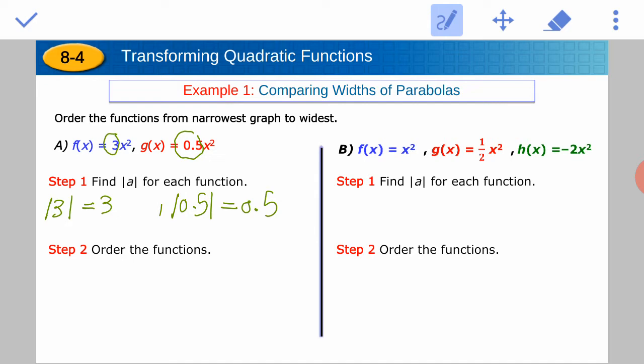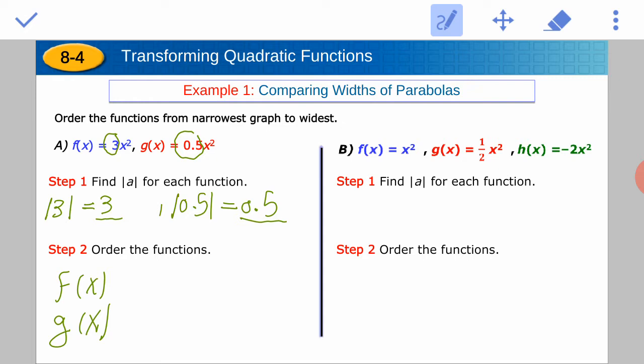Now guys, which one is going to be narrower, which one is going to be wider? Guys, as you saw in Desmos.com, the one with the larger number is going to be narrower, and the one with the smaller number is going to be wider. I need to order them from narrowest to widest. So f of x is going to be narrower than g of x.